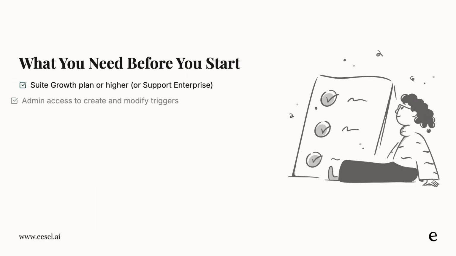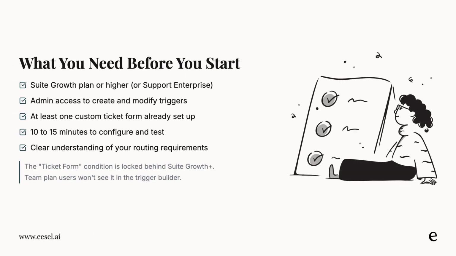Before you build the trigger, make sure you have 3 things: a Zendesk Suite Growth plan or higher, because the form condition is not available on Team plan, admin access to the business rules section, and at least one custom ticket form already set up. The whole setup takes about 15 minutes.